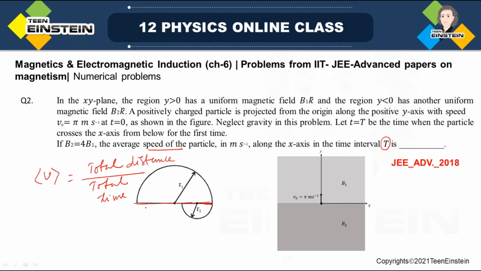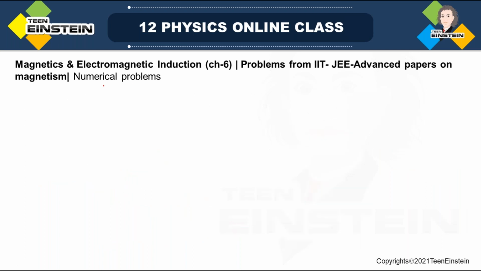Total distance means it first goes this much, so let us say this is d1, and then it comes back this much, say d2. So d1 is 2r1 and d2 is 2r2. These are the distances, right? So we have to find what r1 and r2 are.